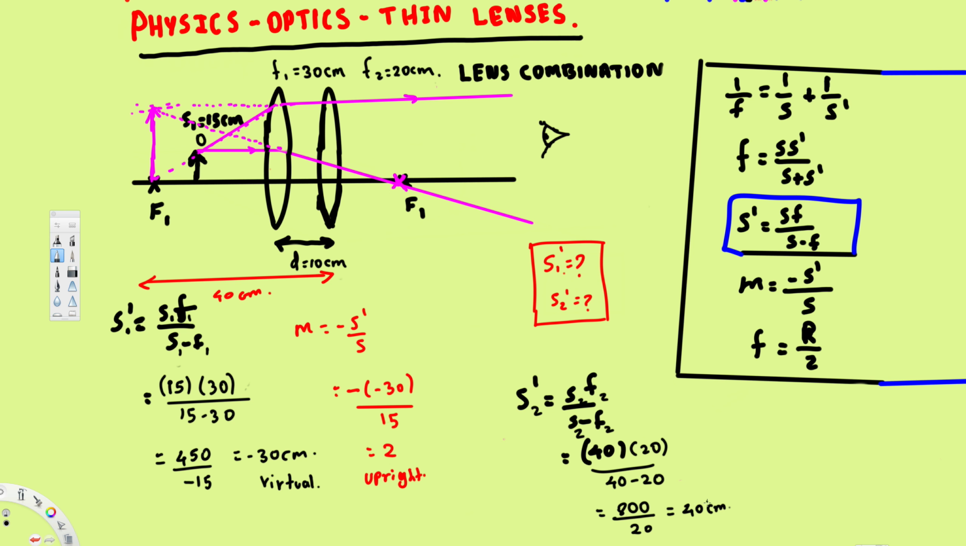And since we are getting the answer in positive, this is a real image. This should be behind the lens. So the image should be somewhere here. We know that f2 is 20 centimeter, but the image should be somewhere here, right?